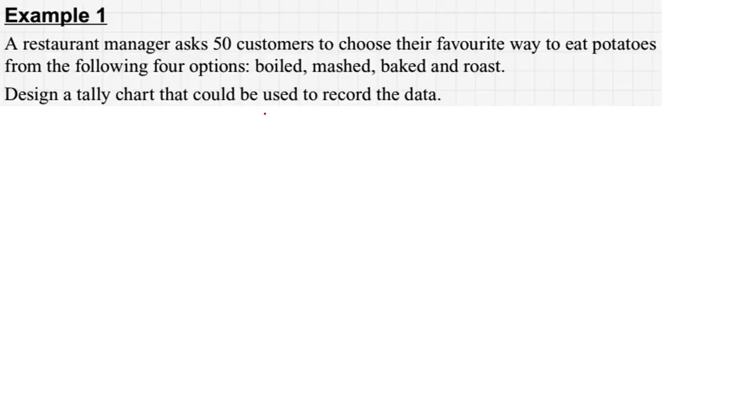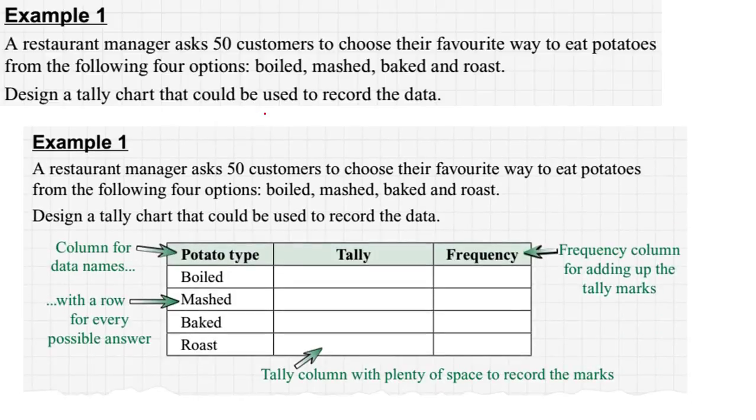Okay. So a tally chart will usually have 3 columns. In the first column, in our case, it's going to be about the types of potato, and we're going to have boiled, mashed, baked, or roast. And then the next column, we're going to have tallies, right? So if somebody says he likes boiled, we tally that person. If somebody says he likes baked, we tally there. If somebody says he likes roast, we tally there, and so on and so forth. Okay, so we just keep tallying them and counting, right?